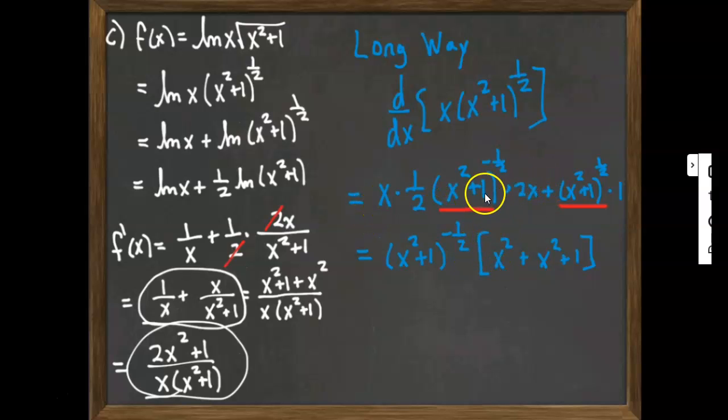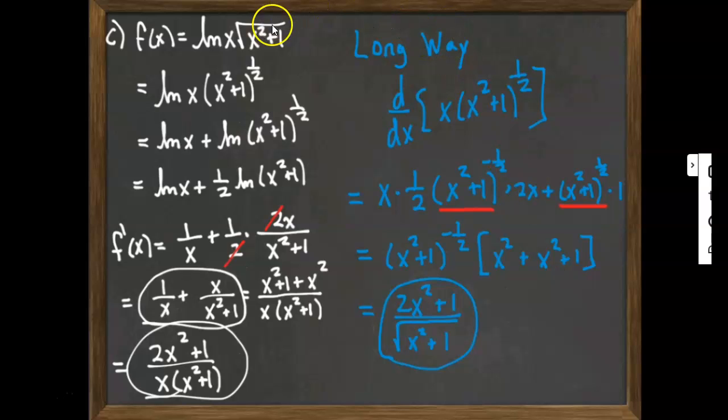We're taking something to the negative 1/2 out of something to the 1/2. Remember, when we divide, we subtract exponents. 1/2 minus the negative 1/2 would be 1/2 plus 1/2. And so that's just x squared plus 1. So putting that all together, we'd have 2x squared plus 1 all over the square root of x squared plus 1. That's just the derivative of the inside.